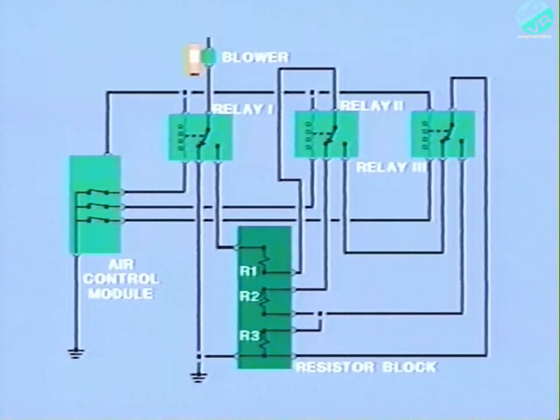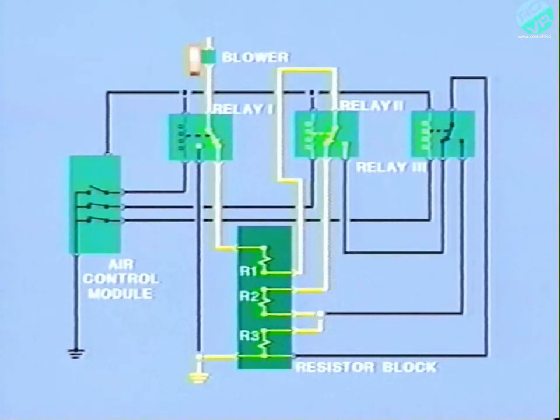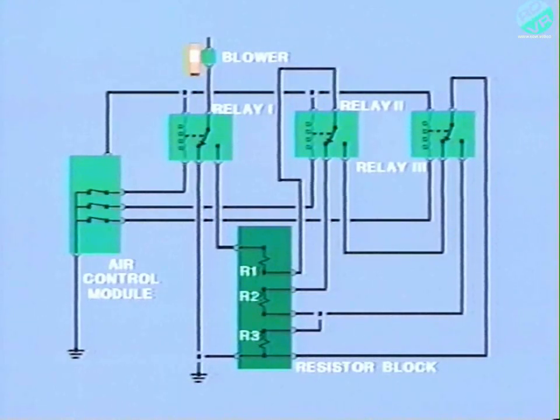In low, for example, the ACM provides a ground to relays 2 and 3, but not to relay 1. As a result, current from the blower motor must flow through all 3 resistors to reach ground. This reduces blower speed. In high, the ACM provides a ground only to relay 1.